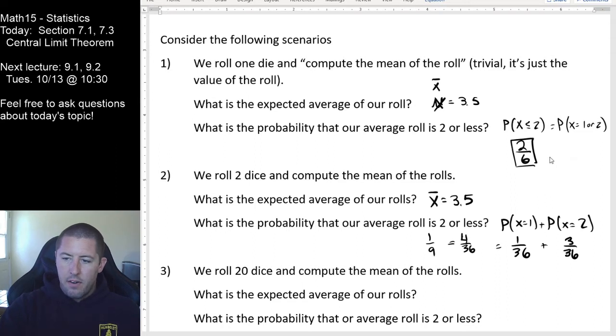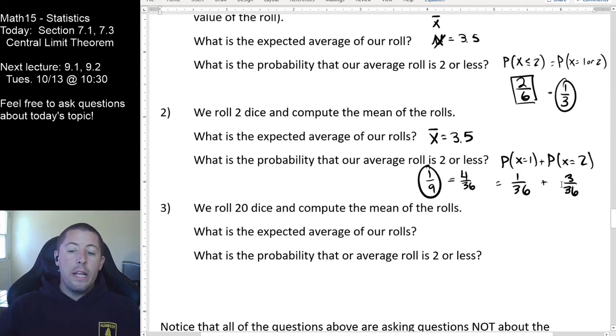So the thing that I'm seeing right here is that it's harder for 2 dice on average to be extreme than it is for just 1. It's not weird for 1 die to have an extreme result. It's weird for the collective average of several dice to have an extreme result.